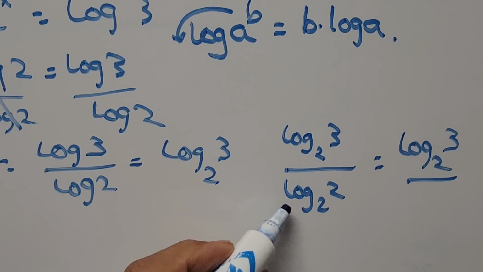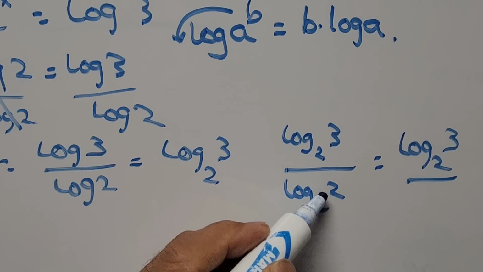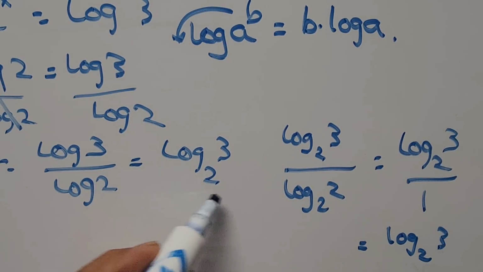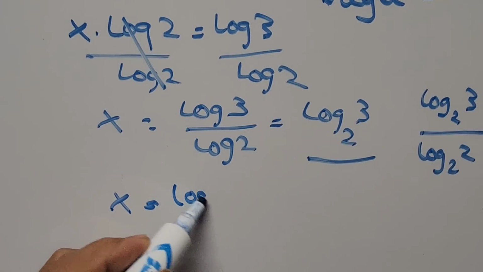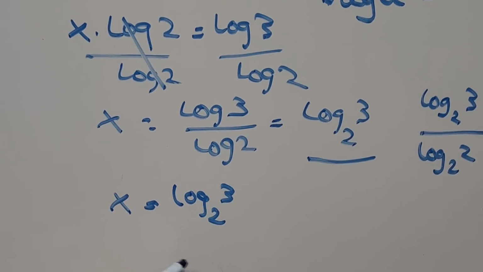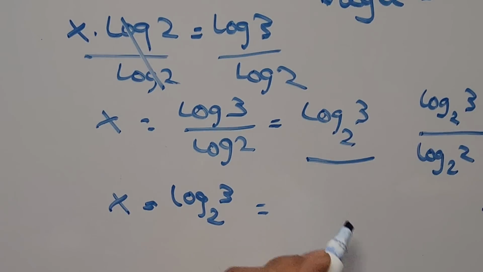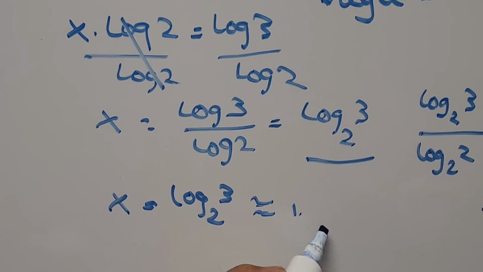Since a logarithm asks for what's the exponent of 2 to make it 2. The exponent of 2 here is 1, right? So this is 1. So we ended up with log base 2 of 3. So that's what we have over here. So our value of x is equal to log base 2 of 3. And here, by using our calculator, the approximate value of x here is approximately equal to 1.58.